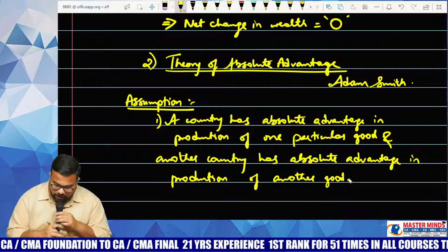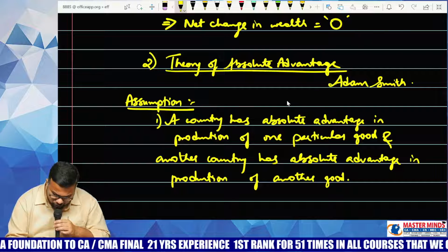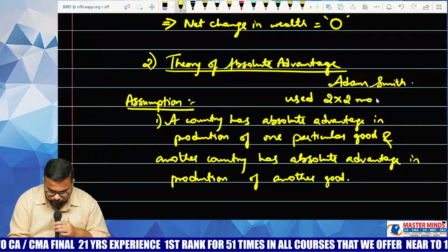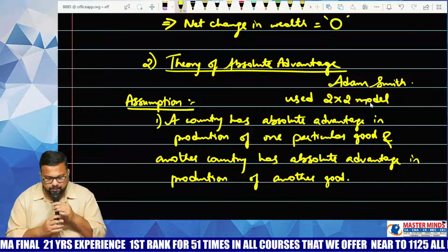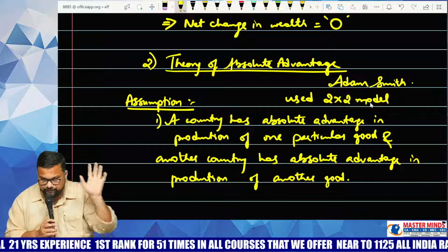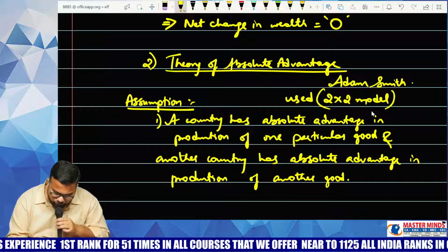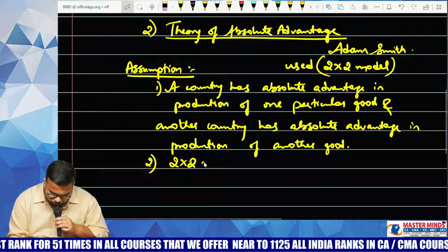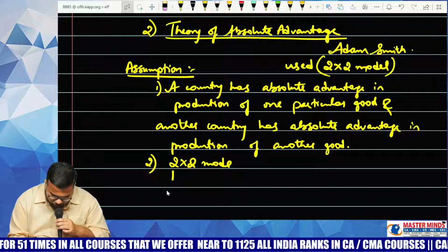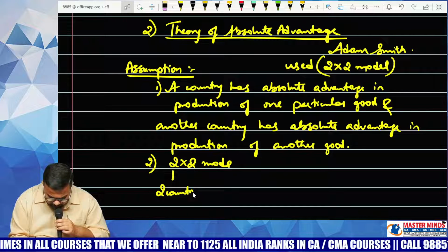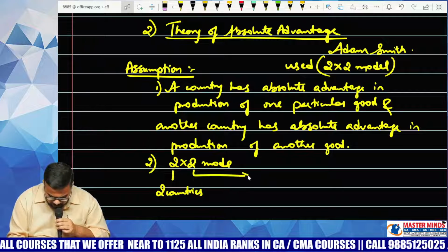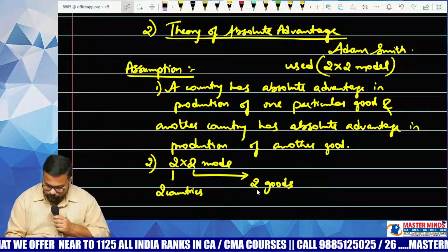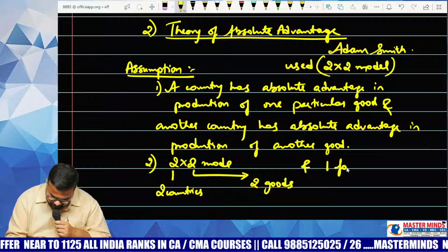In order to explain this theory, Adam Smith used a 2 into 2 model. That means he framed a model to explain this theory. Sir, what do you mean by 2 into 2 model, sir? A 2 into 2 model means we're talking about 2 countries, 2 goods or commodities, and 1 factor.